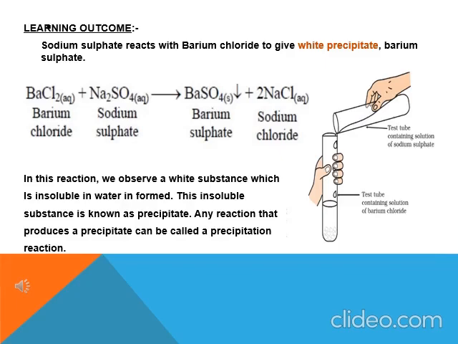So in this reaction we observe that a white substance which is insoluble in water is formed. This insoluble substance is known as a precipitate. Any reaction that produces a precipitate can be called a precipitation reaction. We can also call this reaction a precipitation reaction. If the question comes in the exam, write precipitation reaction and give this as an example.